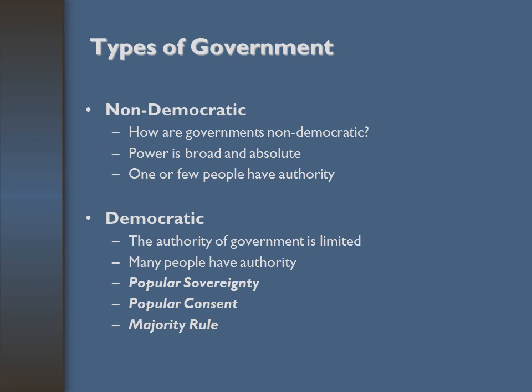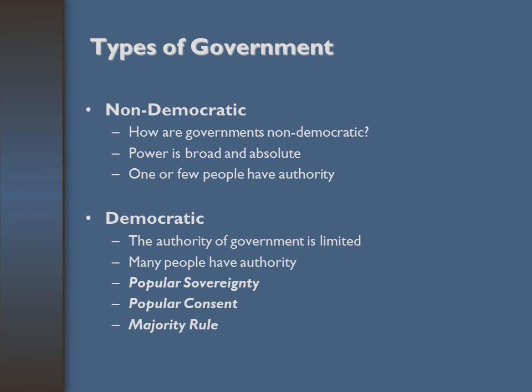Now let's look briefly at the types of government. In this slide, I want to differentiate between non-democratic and democratic regimes. So how do you know when regimes are non-democratic? Hint, hint. I think it's important for you to note that in non-democratic, authoritarian, or totalitarian regimes, power is broad and absolute. In other words, only one or a few people have authority. That is a major characteristic of non-democratic regimes.